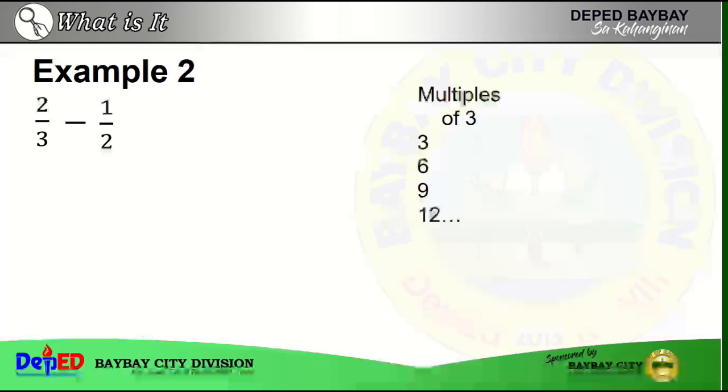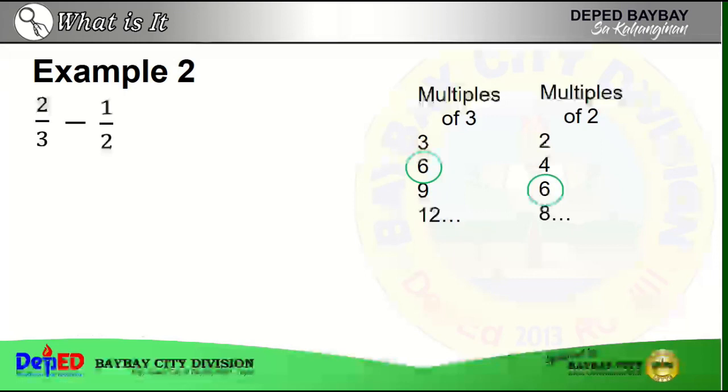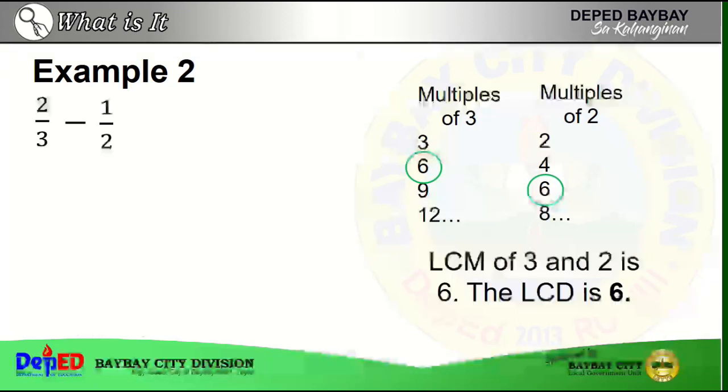For multiples of 3, we have 3, 6, 9, 12, and so on. For multiples of 2, we have 2, 4, 6, 8, and so on. As we observed, the least common multiple of 3 and 2 is 6. Therefore, our LCD is 6. Since we have our LCD, we now proceed to the next step, which is to use the technique: LCD divided by denominator times numerator.